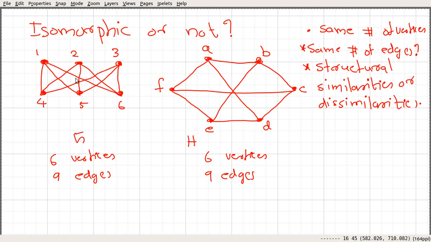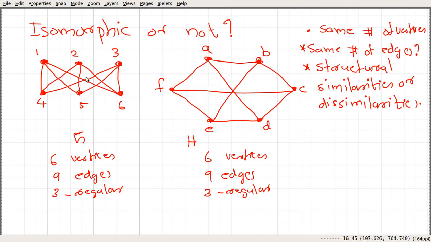Okay, so if you look at this particular graph, this graph G, you can see that this is a 3 regular graph. All the vertices have degree 3. Similarly, if you look at this graph again, you can see that all the vertices have degree 3. So this is a 3 regular graph, and this is also a 3 regular graph. Okay, so this is a structural kind of thing. So this graph is a 3 regular graph. Similarly, this graph is also a 3 regular graph.